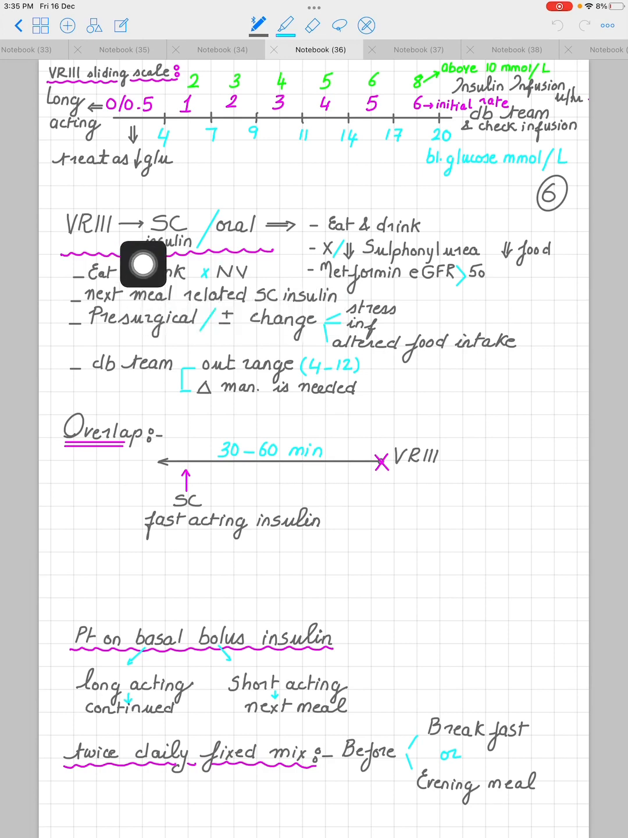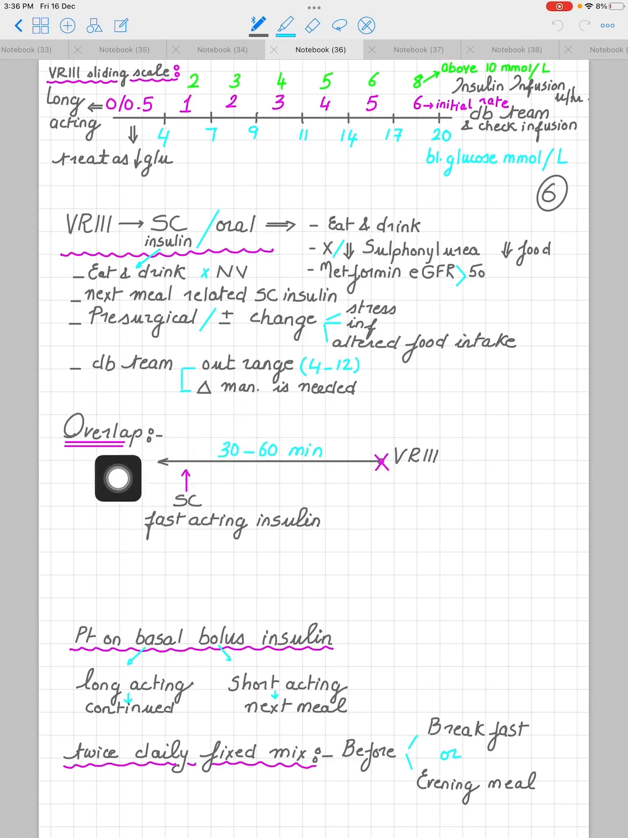Restarting subcutaneous insulin for patients already established on insulin, the conversion to subcutaneous insulin should be delayed until the patient is able to eat and drink without nausea or vomiting. It should take place when the next meal-related subcutaneous insulin dose is due, for instance with breakfast or lunch. Restart the normal pre-surgical regime. Beware that insulin requirements may change due to post-operative stress, infection, or altered food intake. Consult the diabetes team if blood sugar is outside the acceptable range, which is 4 to 12 millimole per liter, or if a change in diabetic management is needed.